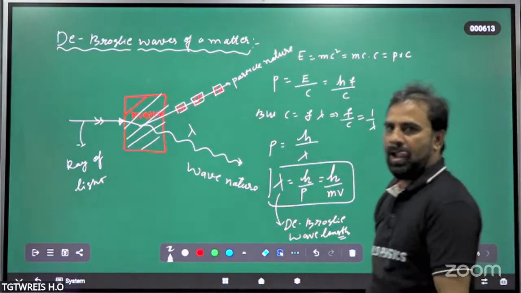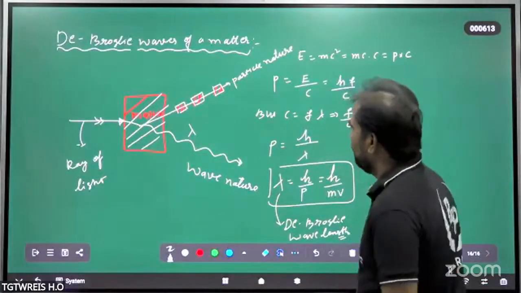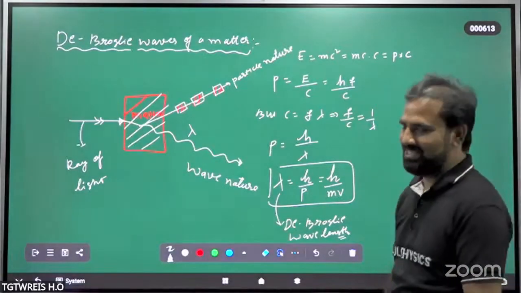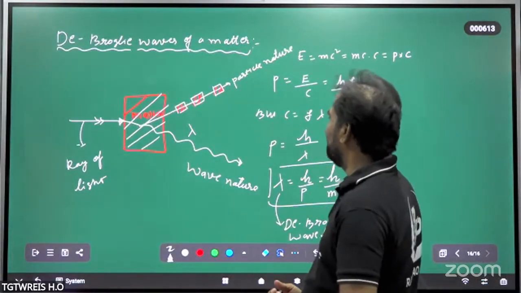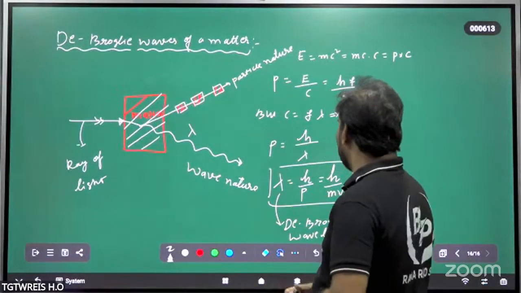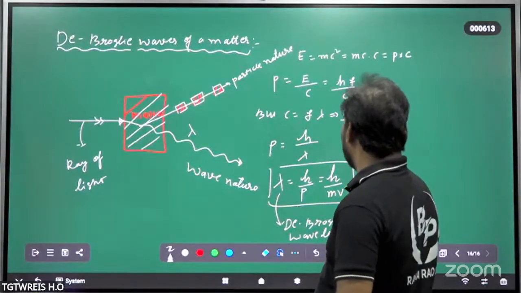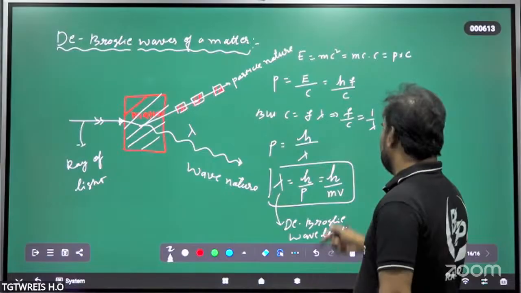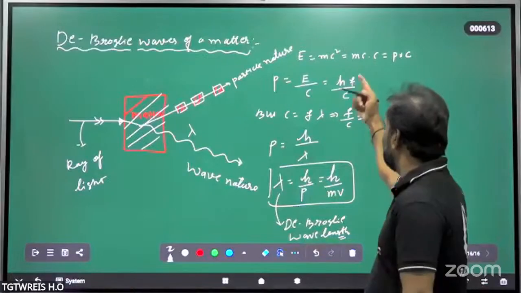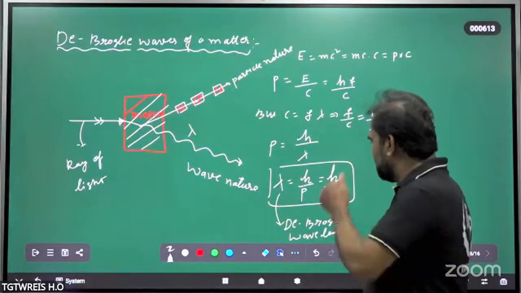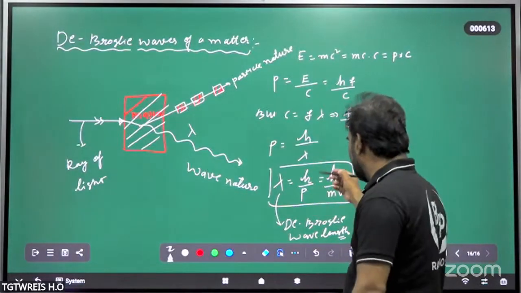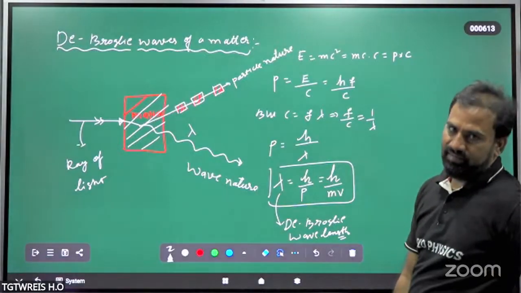Is it clear or not? See, when light interacts with the matter, sometimes it behaves like a wave nature and sometimes like a particle nature. When it behaves like a particle nature, the energy of the photon is equal to mc square. But when it behaves like a wave nature, c is equal to f lambda, so lambda is equal to c upon f. So this is a wave nature and this is a particle nature. From these two combinations, de Broglie derived the wavelength. That wavelength is called the de Broglie wavelength, lambda is equal to h upon mv.